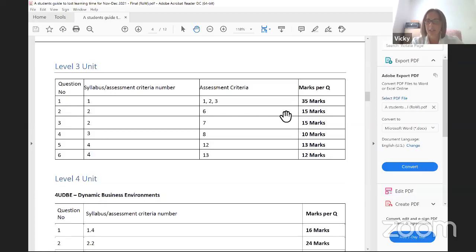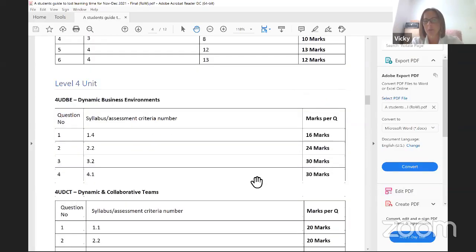Okay, so looking at this one, it's clear that question 1 has got 35 marks, so it's going to require a bigger answer and more detail. And you can also see that more assessment criteria are covered with question 1. So that's how you'll need to focus your research, looking at the breakdown of the marks allocated to each of the questions. So as I said, the level 3 unit is slightly different to the others.